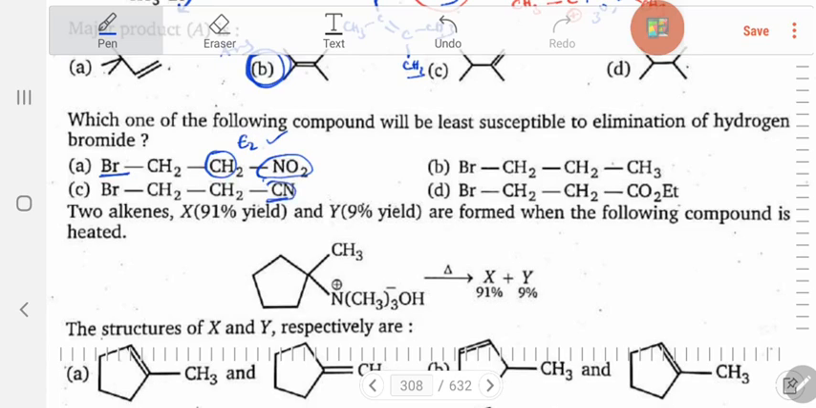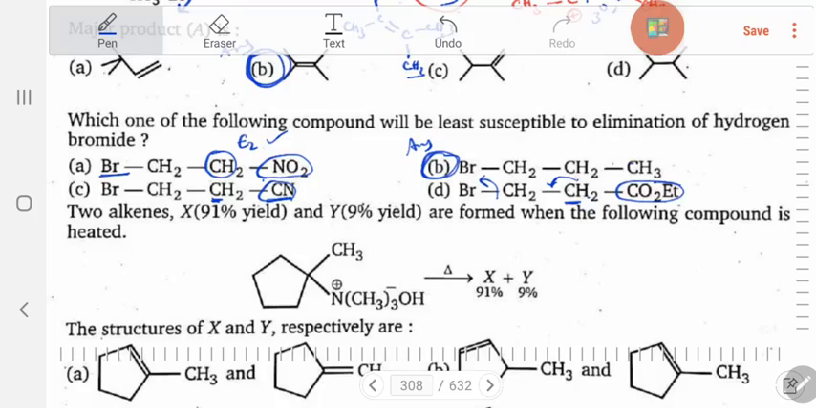Here there is also a withdrawing group. Here also there is a withdrawing group, but there is no such withdrawing group here. So E2 elimination will be difficult in option B, because in all other cases there are withdrawing groups. Because of withdrawing groups, these hydrogens become acidic. When these hydrogens are acidic, the base will abstract this hydrogen easily, then the bond will be shifted and this Br will be lost. After abstracting this hydrogen, the bond will be shifted here and Br is lost, right? So the correct answer is option B. Now coming to the next question.